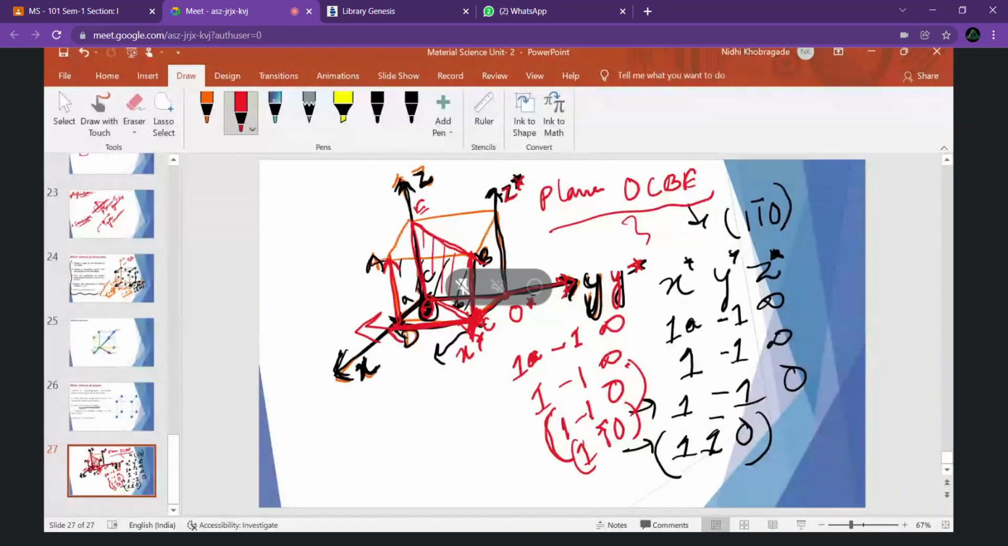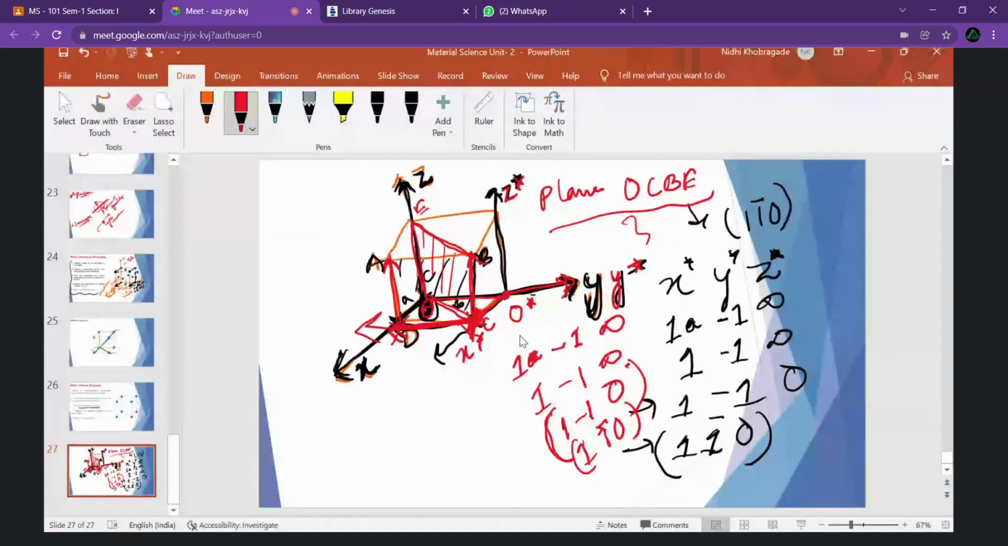While on the y direction it is moving in the negative side, so -1 is the intercept. Because on the positive side we don't have any intercept. But here, if we are moving in the negative direction of y star, we can see it is intersecting at this position, right?